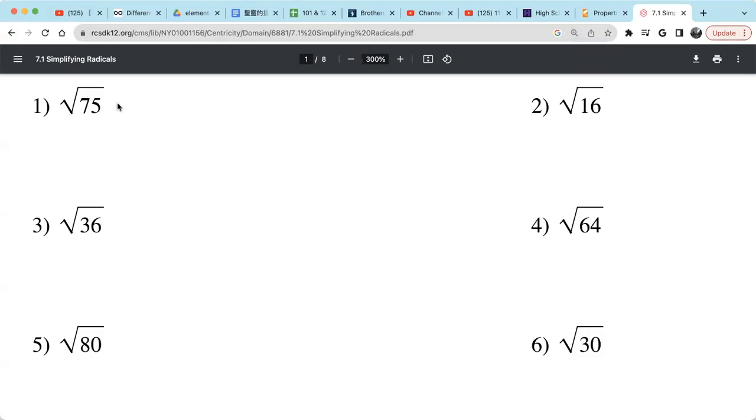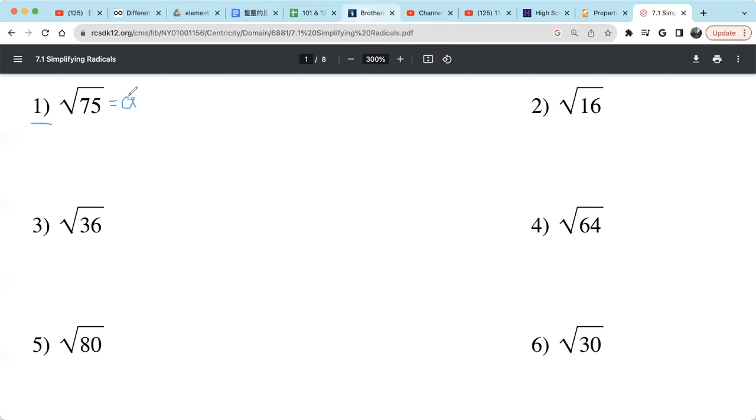Okay, we're going to learn simplifying radicals. So let's see question 1. Let me get my pencil. What does this square root of 75 mean? Let's say this equals a letter, let's use A to represent it.